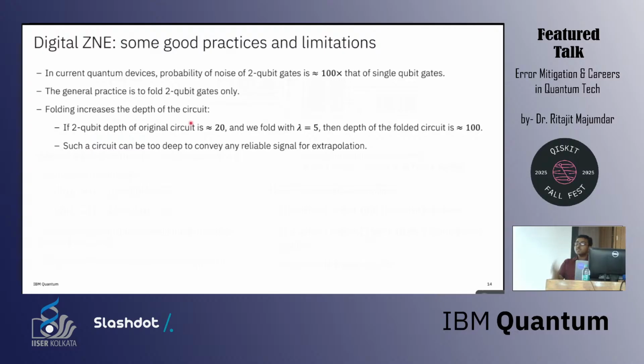Now the first utility scale experiment that was done by IBM in 2023 had a 2-qubit depth of 60. Now with the Heron processor you can actually go up to a 2-qubit depth of 100, but what is happening is that when you start folding, if the depth starts growing too much, you expect that there will be almost no valid signal coming out of that, right? Because when we try to extrapolate, we need some signal there. If there is no signal, if it becomes white noise, then extrapolation will give me some rubbish answer.